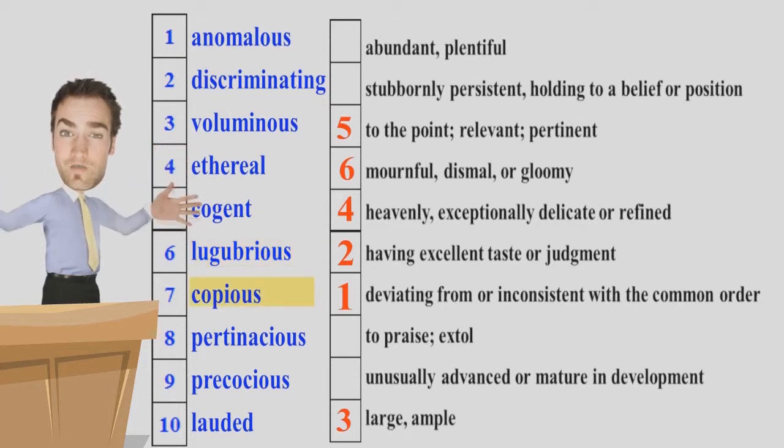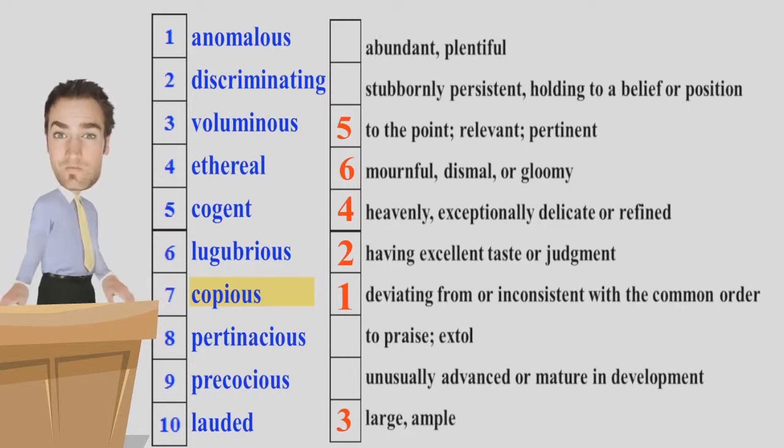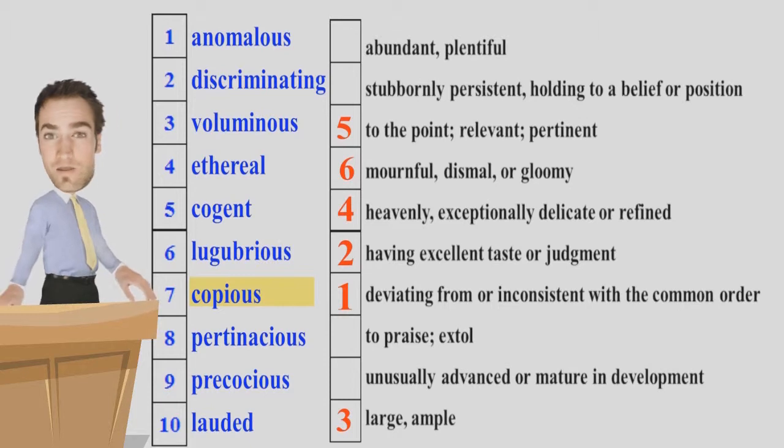Our next word is copious. Copious is not a real hard word. It just means something that's large in quantity. You have a lot of things. You have a copious amount. You have an abundant amount. It's derived from the Latin copi, which meant wealth. Obviously, if you were wealthy, you had a lot of money.